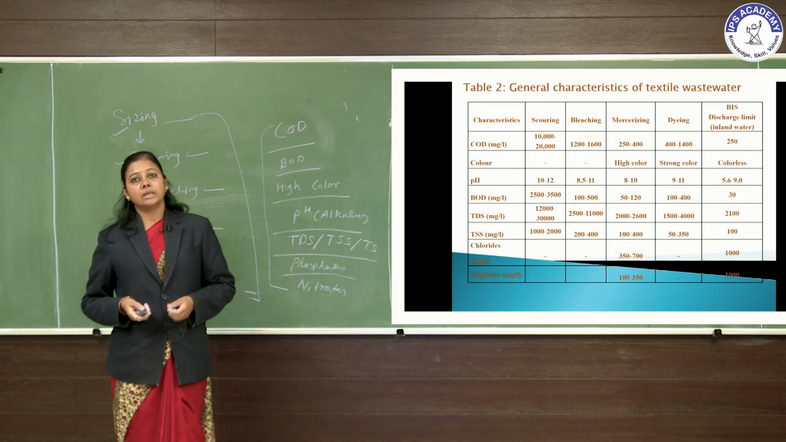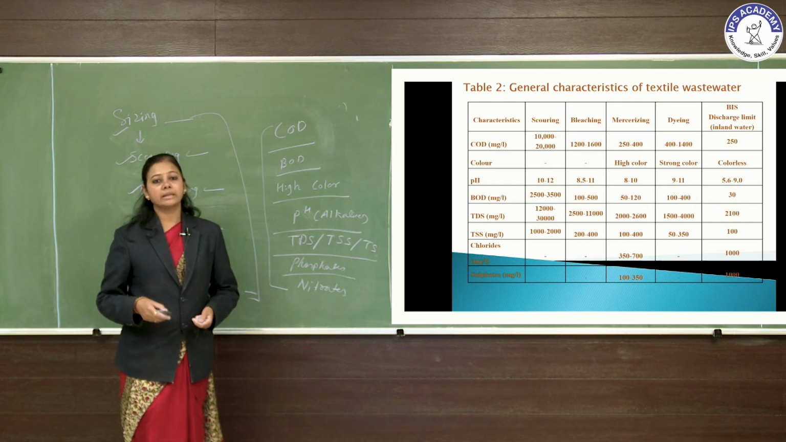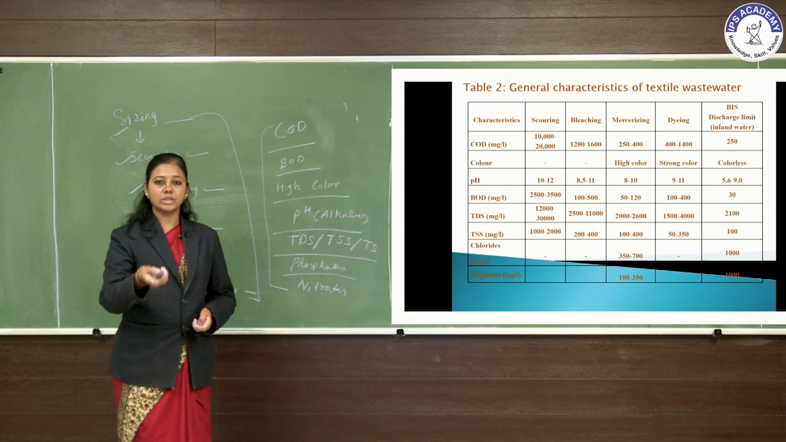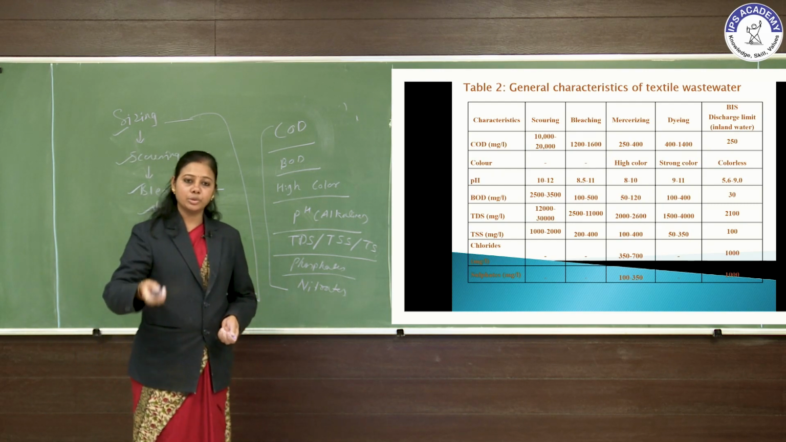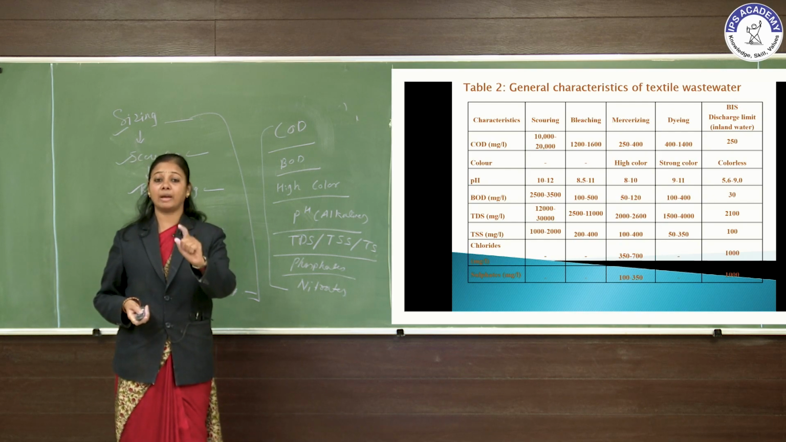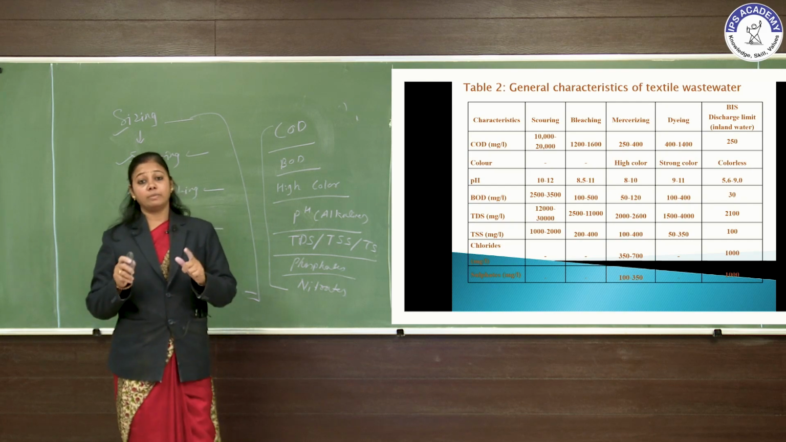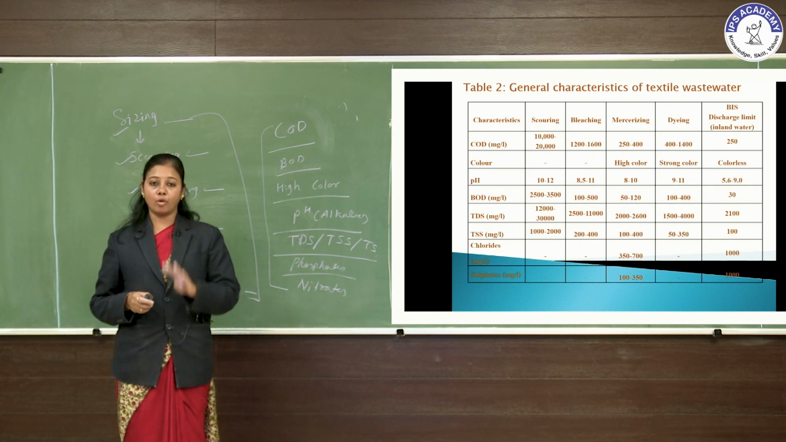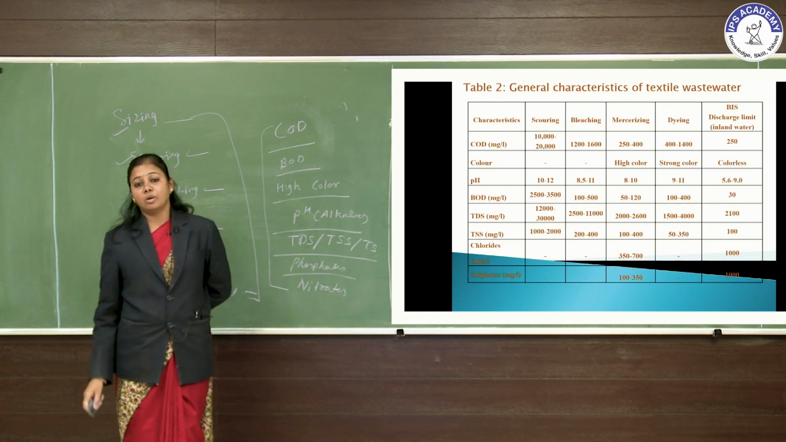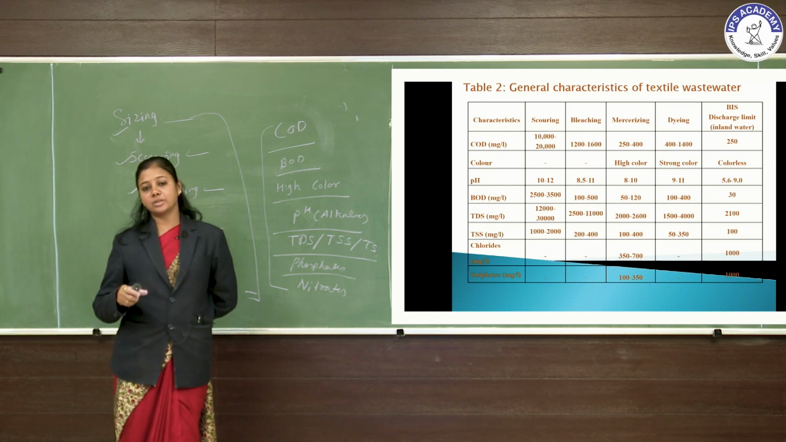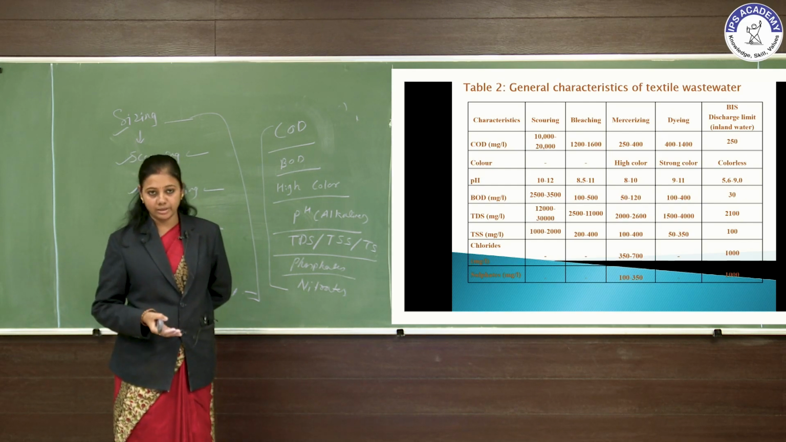Now this is the general characteristics of the textile wastewater. Fine, there are scouring, bleaching, mercerizing, dyeing. These units are utilizing a huge amount of chemicals for the processing of textile. Actually, 200 liters of water is required for the manufacturing of 1 kg of textile fabric. So can you imagine the huge utilization of water in the textile industries?